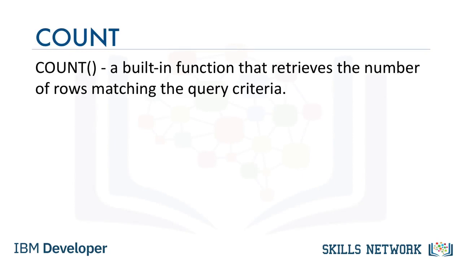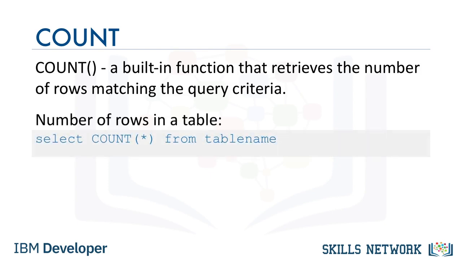The first one is COUNT. COUNT is a built-in database function that retrieves the number of rows that match the query criteria. For example, get the total number of rows in a given table: SELECT COUNT(*) FROM table_name.